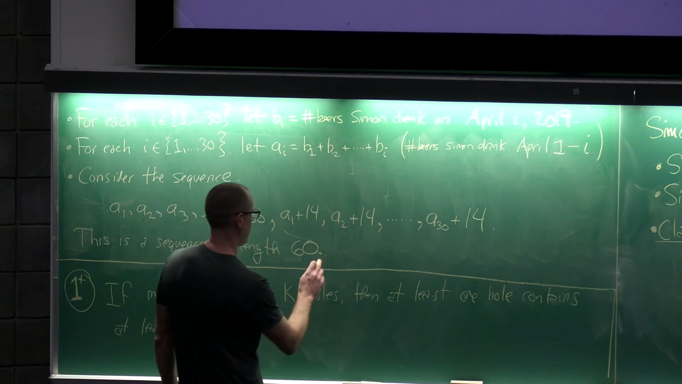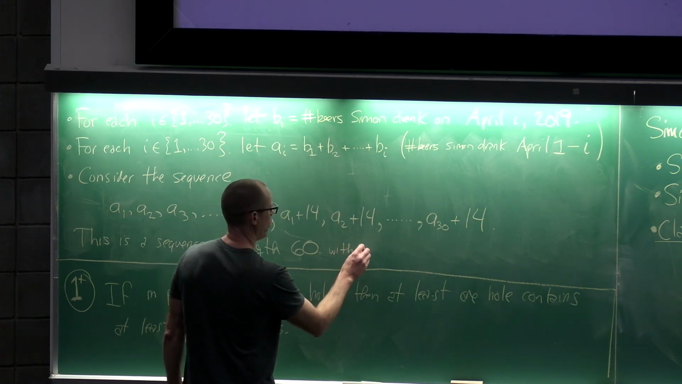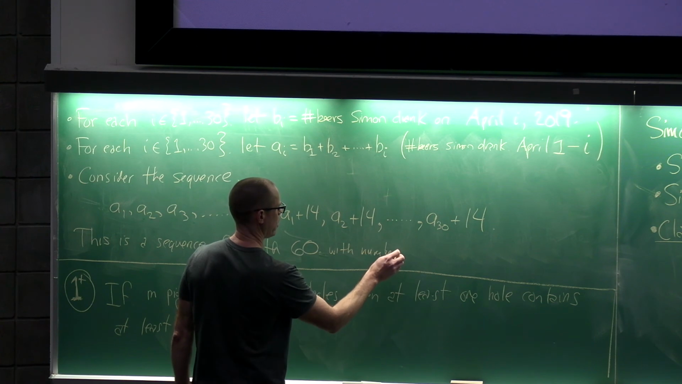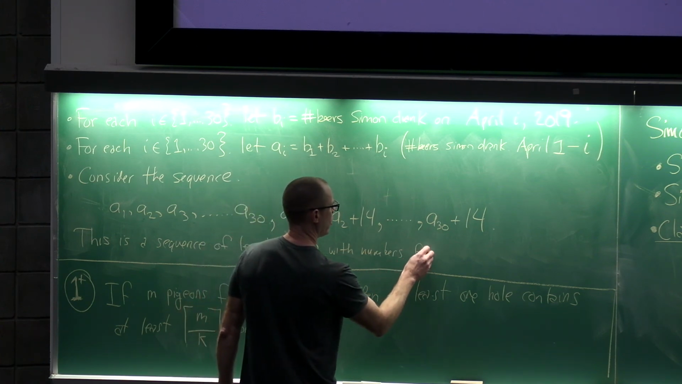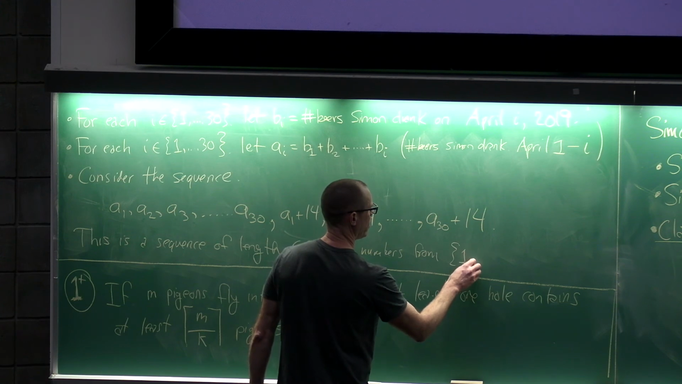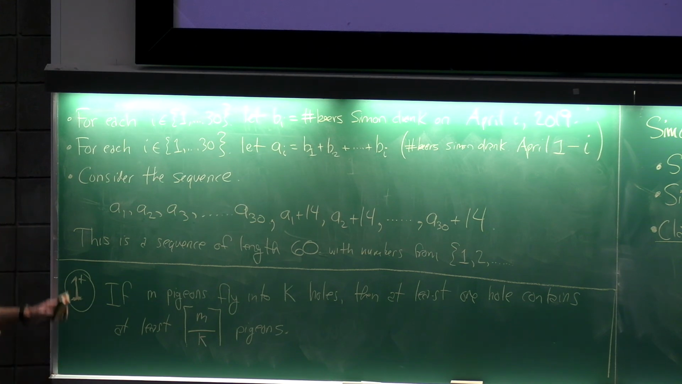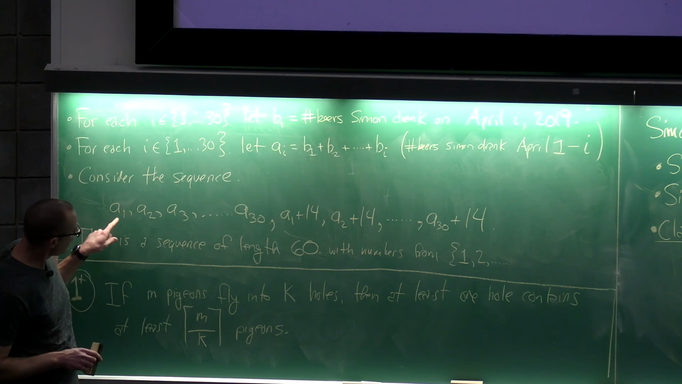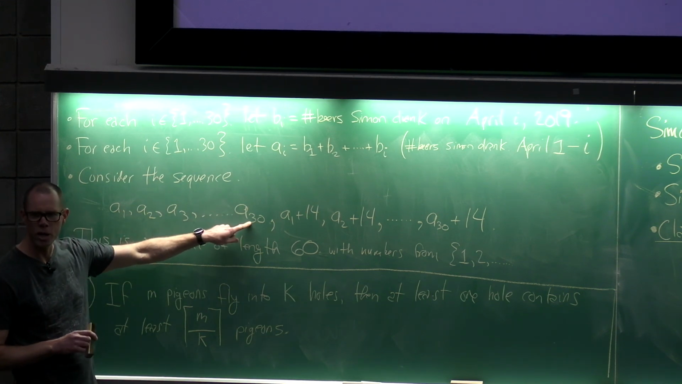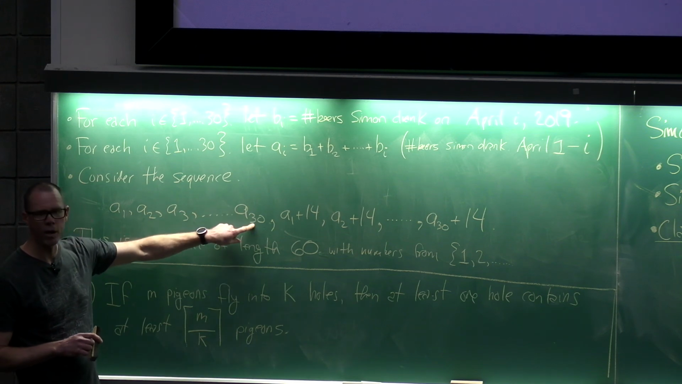Okay. So we know the smallest number is at least 1, and maybe 2 is in there, maybe 3 is in there. What's the largest number? Whatever A_i is? So what's the largest value of A_i? Yep. A30 plus 14. So this sequence A1, A2, A3 is increasing because each day he drinks at least 1 beer. So the largest value is A30.